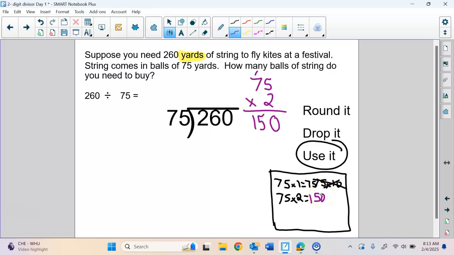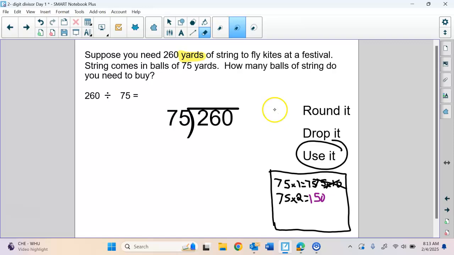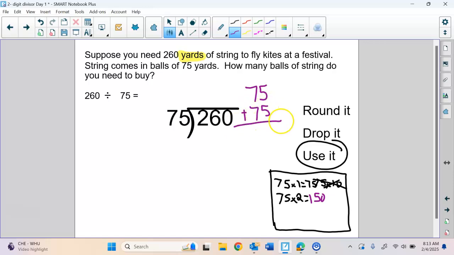Now, if you're not comfortable with standard algorithm multiplication, another option is to go the repeated addition route, and you could do 75 plus 75. So that's 10, regroup the 1, that's 150. Same answer, okay? So 150, we're getting closer to 260, but not quite there. So now we're going to do times 3.